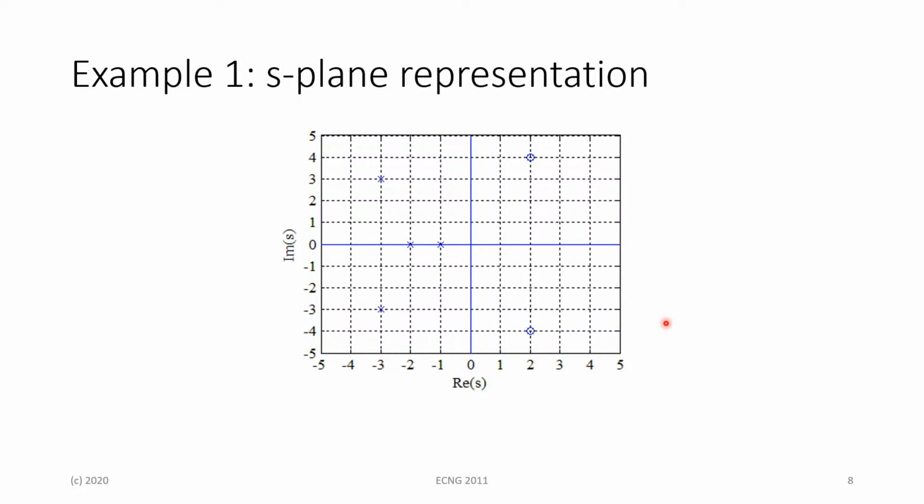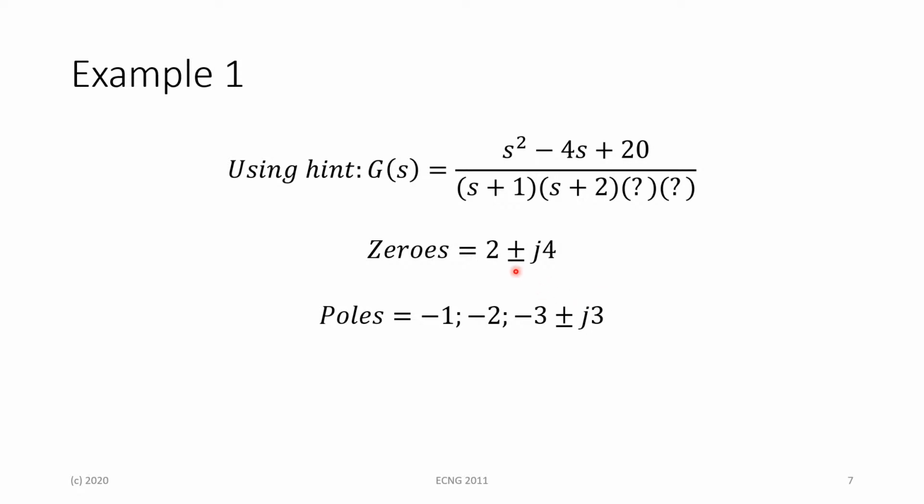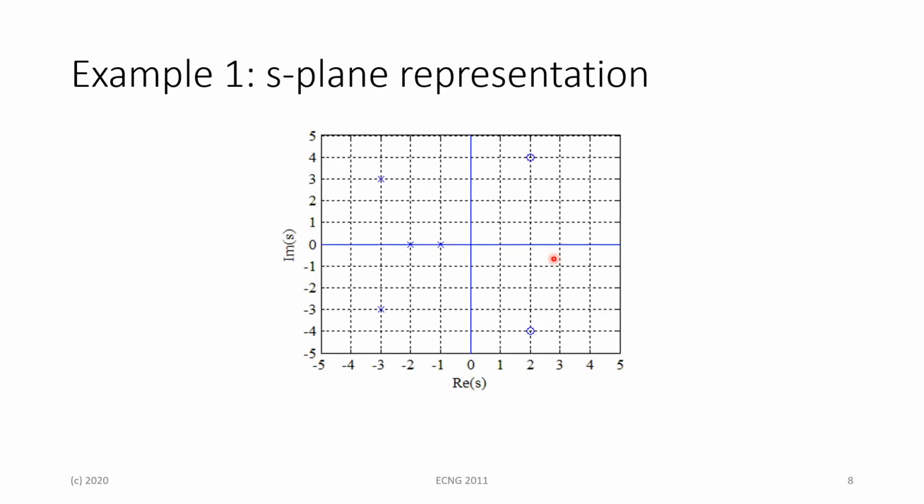So if we actually put this on a pole-zero plot, so I'm backtracking here for a little bit. Remember the zeros here are 2 plus or minus j4. So the real axis here will be at positive 2. And then because it's plus or minus 4 on the imaginary axis, we'll have the first zero here at 2 plus j4, and then the second zero here at 2 minus j4.